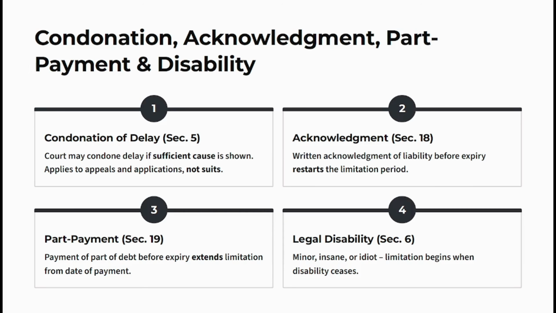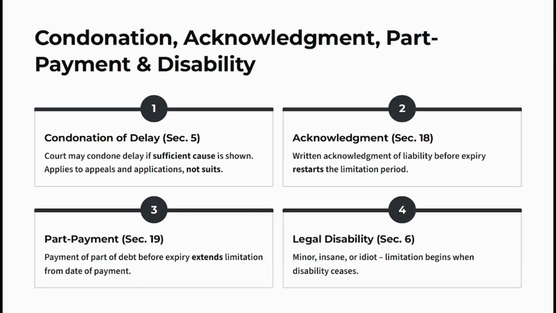Acknowledgement, that is section 18. If someone admits in writing that they owe money before the time limit ends, the limitation period starts fresh from that date. Part payment, section 19. If a person pays a part of the debt before the time limit ends, the limitation period again starts fresh from the date of that payment.